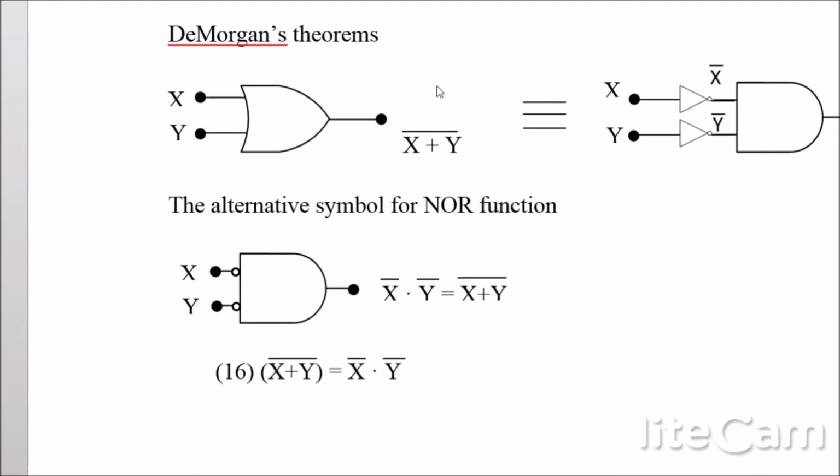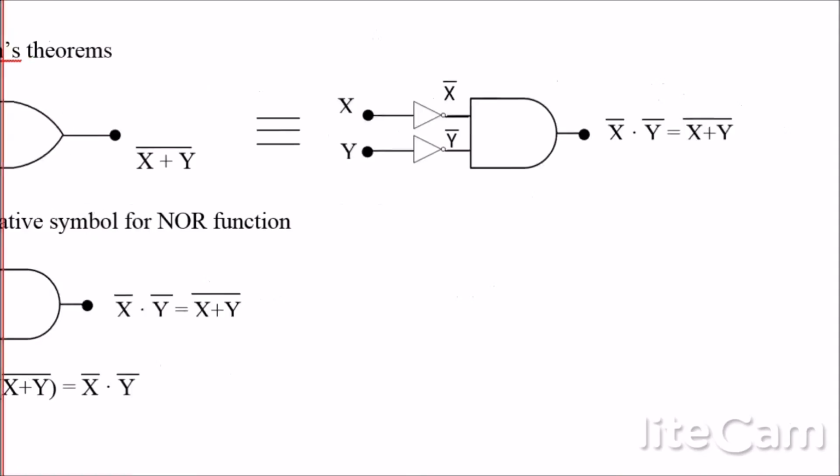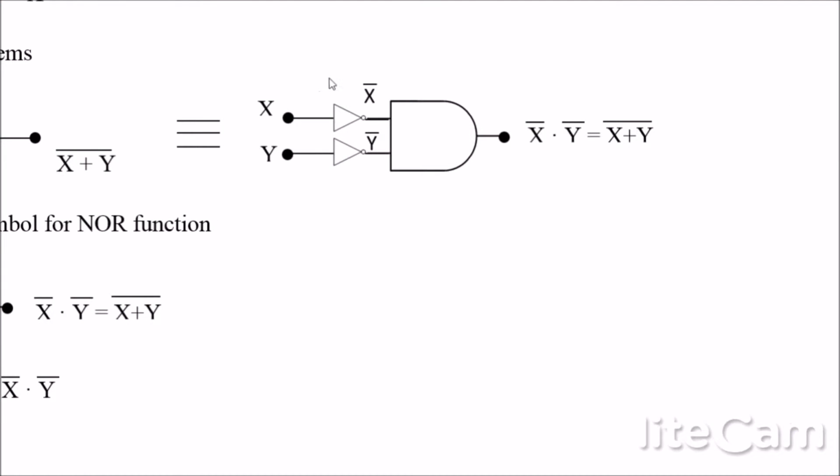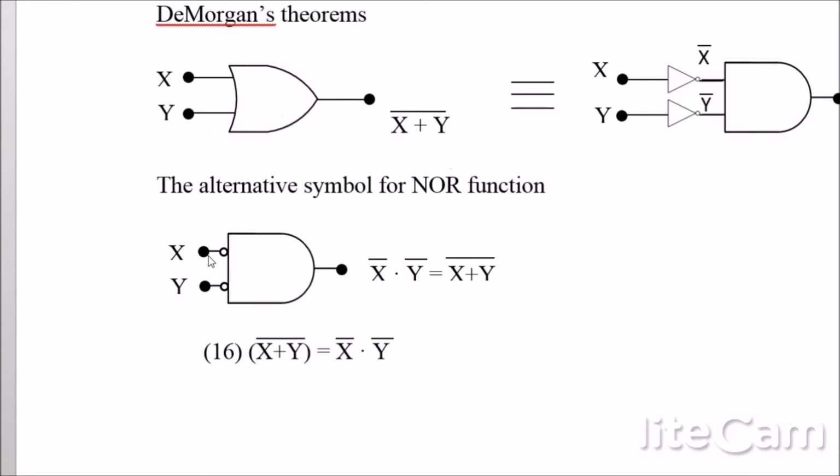De Morgan's theorem. This is a NOR circuit. The first input is x, the second input is y, where the output is not (x or y), which is equivalent to an AND circuit with inverted inputs. As shown in this diagram, the first input x is inverted and the second input y is inverted, and the results are similar. This is the alternative, an AND circuit with inverted inputs as shown in this diagram.